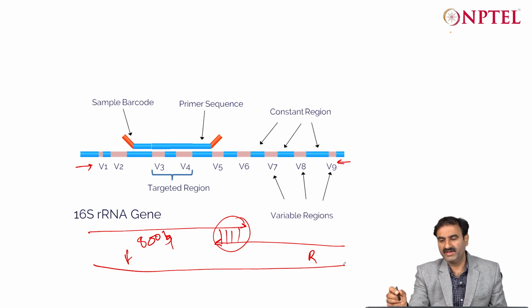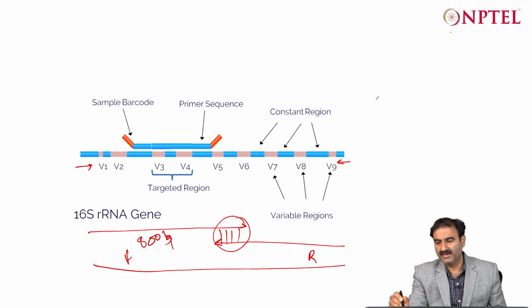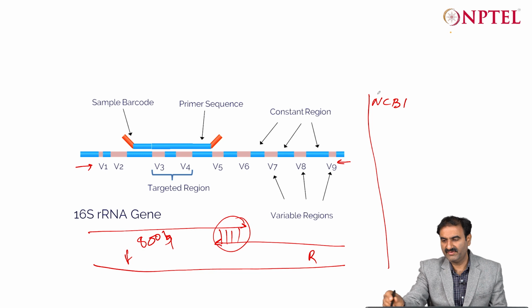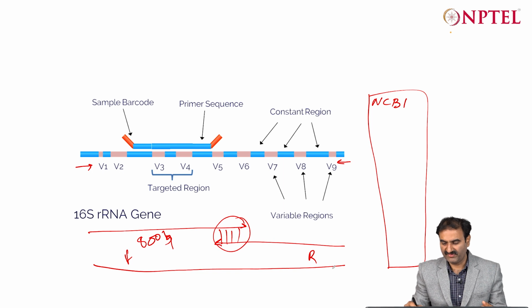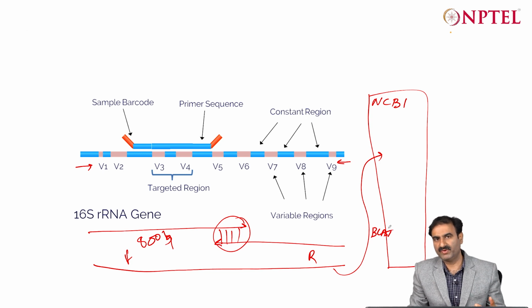So there is a database on the NCBI site, a database of all the 16S ribosomal RNA known from various bacteria. For your 16S ribosomal RNA, you will be doing a BLAST against the NCBI 16S ribosomal RNA database, which will tell you which particular known 16S ribosomal RNA yours is close to.